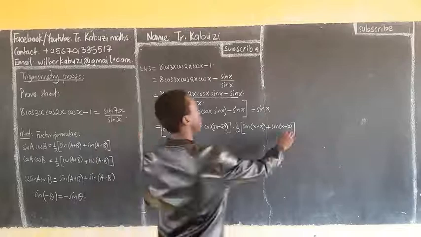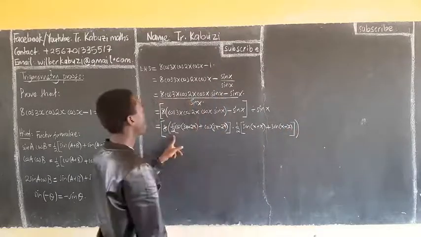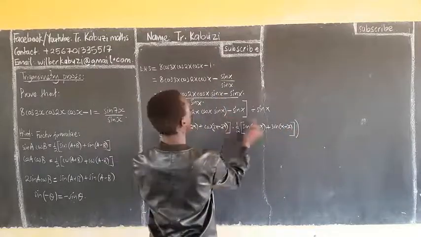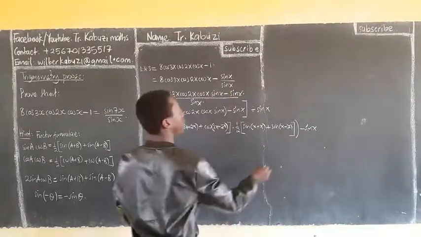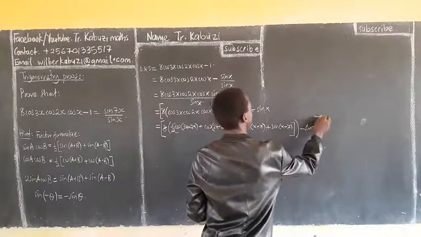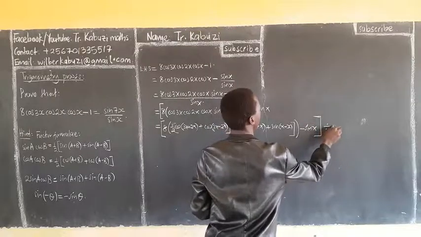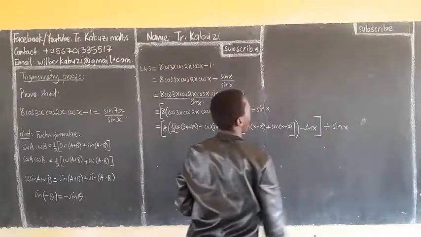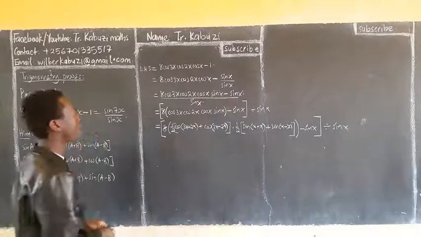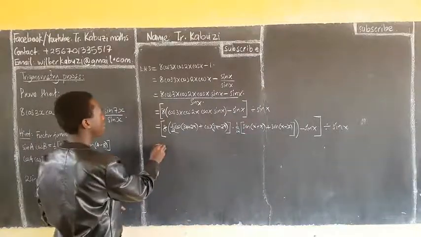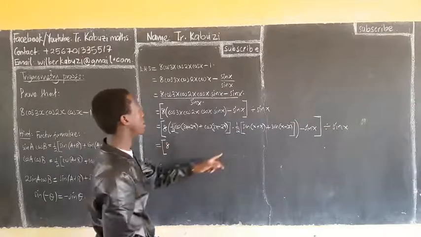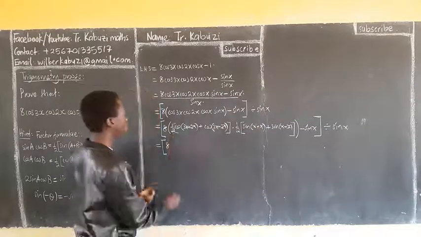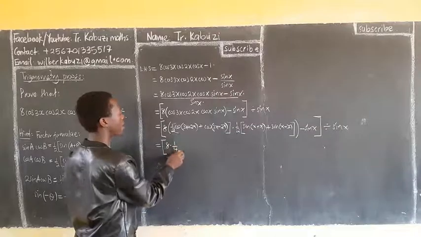But remember, we have a bracket that is commanding them. This bracket here. Then minus sine x. But the whole of this is in a big bracket. We are dividing with sine x. So from there you can simplify. This would be in 2 brackets, the big bracket, sine x. Then this half times this half, we are going to get our quarter.